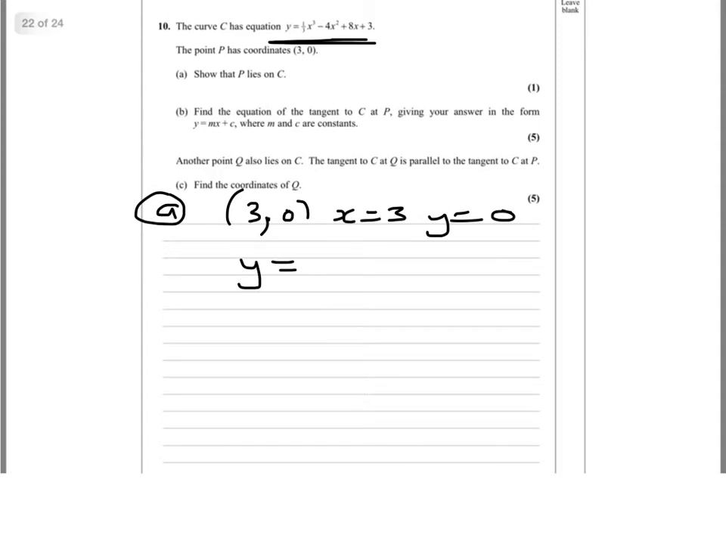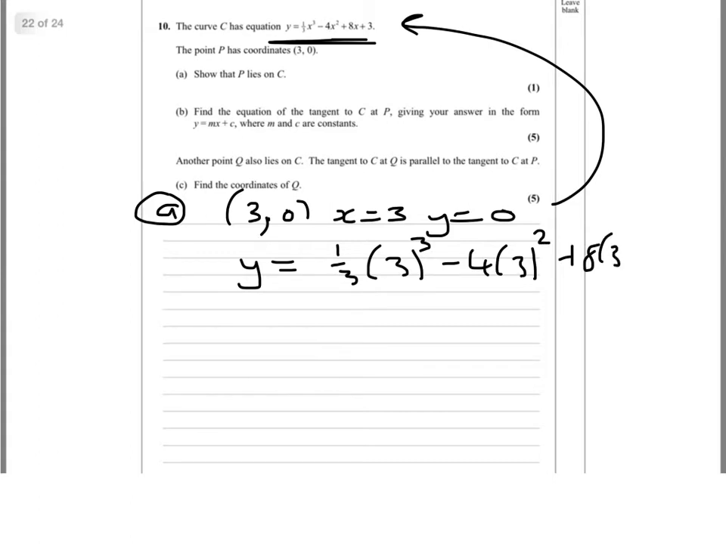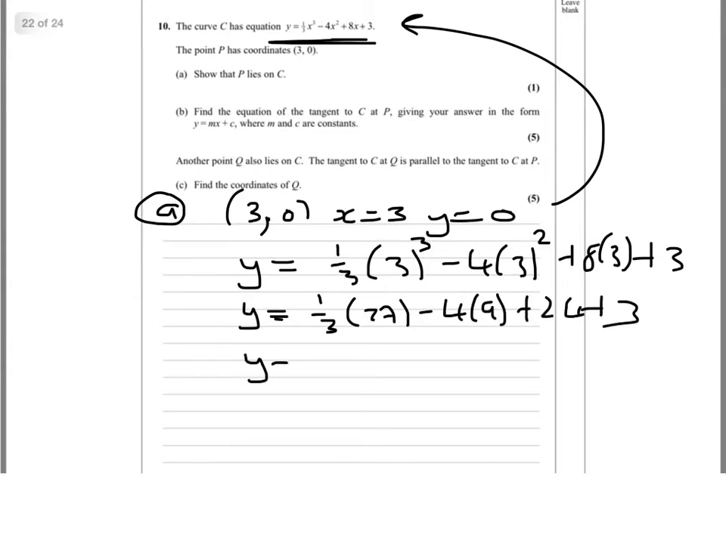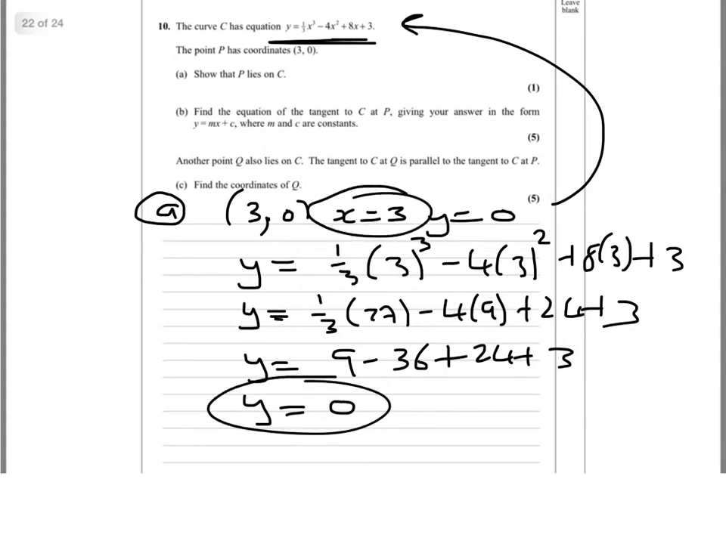So what we're doing is we're subbing that into the top equation. So y equals a third 3 cubed minus 4 times 3 squared plus 8 times 3 plus 3. So y equals a third of 27 minus 4 times 9 plus 24 plus 3, which is 9 minus 36 plus 24 plus 3, which does come out as naught. So we've shown that P lies on C because whenever x is 3, y comes out as naught.